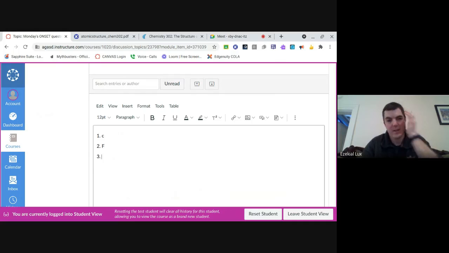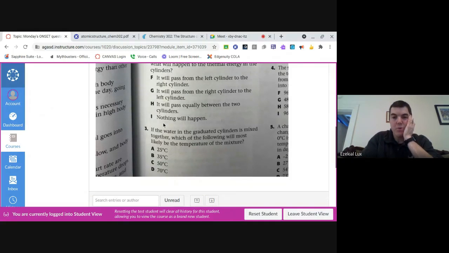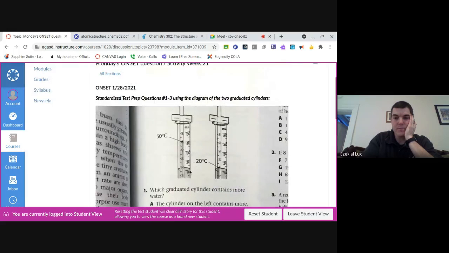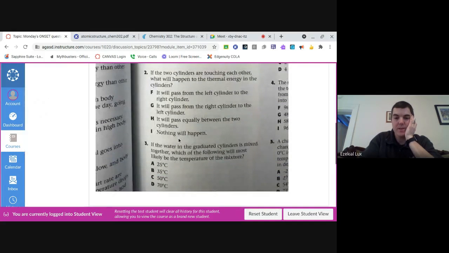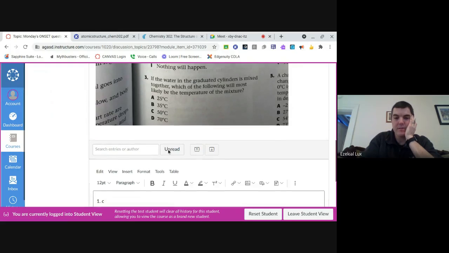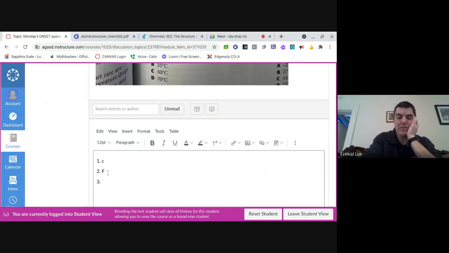And number three, if the water in the graduated cylinders mix together, which of the following will most likely be the temperature of the mixture? So if you took these two, dumped this one into this one, what do you think would actually be the closest temperature? When you're looking at number three, you want to get somewhere in between 50 and 20. Best answer I can see would be B, 35 degrees. It's not A because it's already at 20, so it's going to go up above 25. So I would think it'd be B.